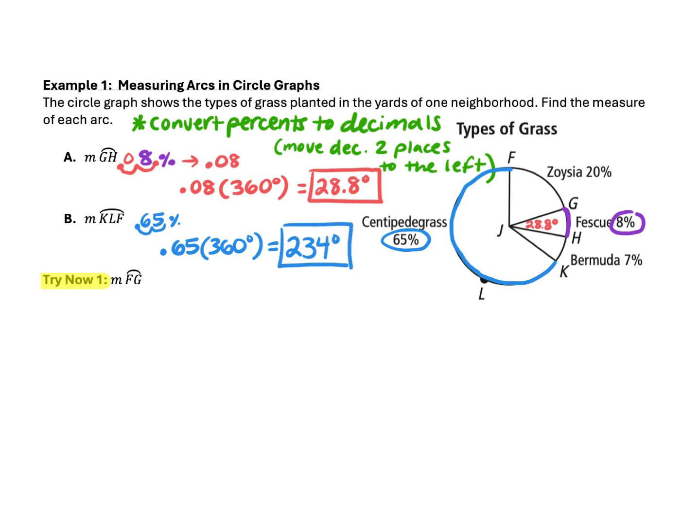For the try now, you can go ahead and find the measure of arc FG. Please pause your video now and give that one a try. When you do that, you should have ended up with 0.2 times 360, which is 72. So the measure of arc FG is 72 degrees.